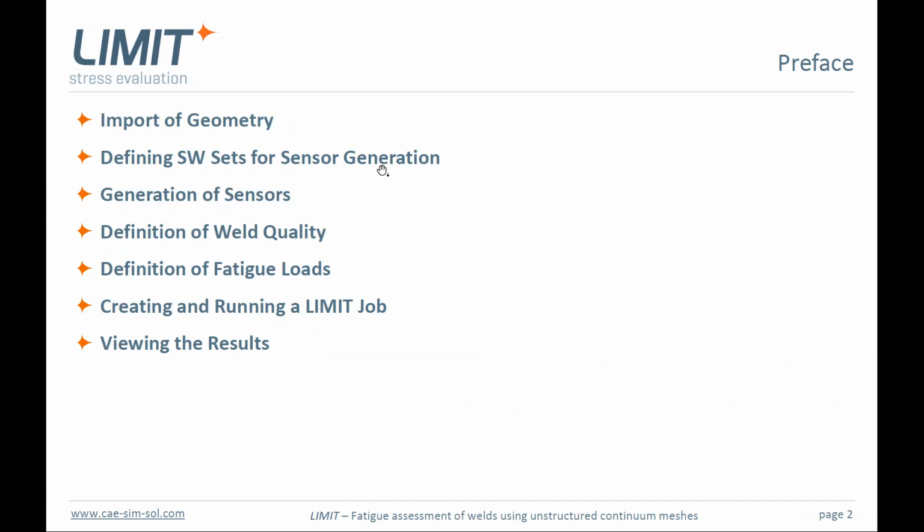So we will go through all the important steps for the assessment of welds based on continuum element meshes. In the first step, we will import the geometry, then we will define the so-called SW or solid weld sets, which are needed to generate sensors. Then I will show different possibilities and parameters for the sensor generation. I will define welds in terms of weld dimensions and notch cases and code selection. Then we will define some fatigue loads and then we will run a limit job and look at the results.